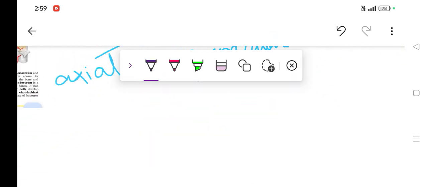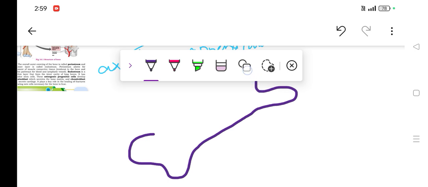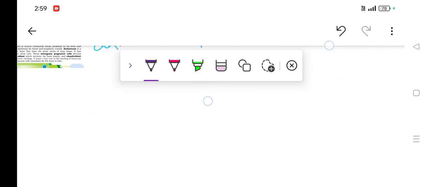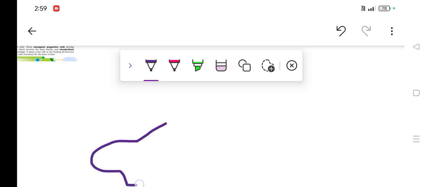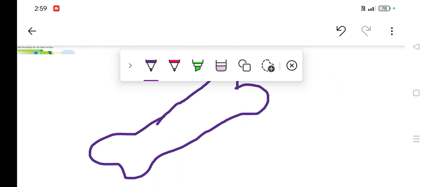So if I just make a structure. Okay, so here comes the structure. I know this is not very good, but still, let's check it out. What kind of structure is this?